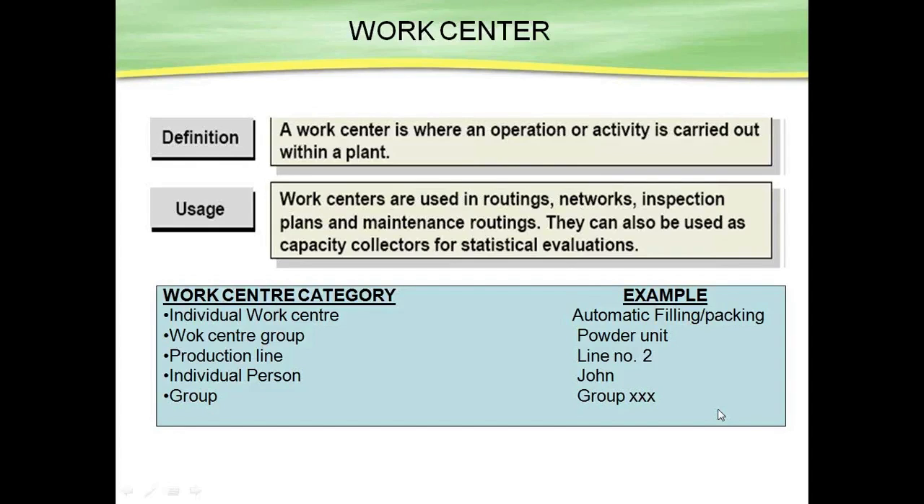Third is a production line. Suppose I take the example of bike manufacturing. Bike manufacturing starts from point 1 until point 20. So this total production line will be considered as a single work center, because my product will be finished after certain stages. Then group or a person.